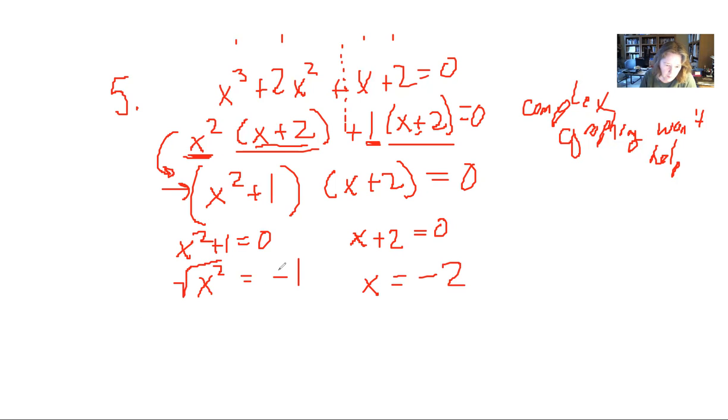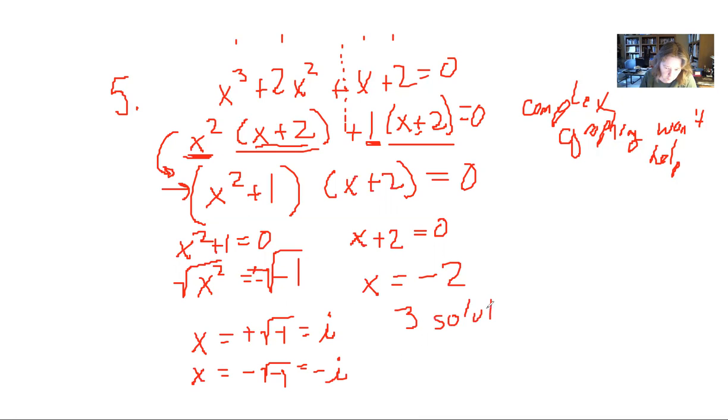We square root both sides. And don't forget, this is a plus or minus. So we have x equals plus the square root of negative 1, and x equals negative the square root of negative 1. And the square root of negative 1 is i, so this is going to be i. This is going to be negative i. So the solutions are, just realized I forgot to take it out of x. x equals negative 2, x equals i, and x equals negative i.